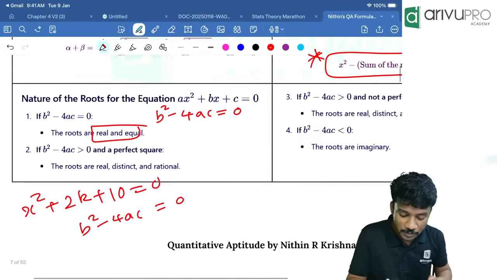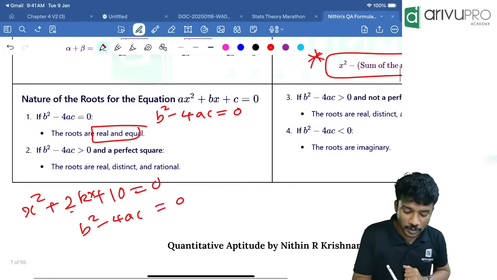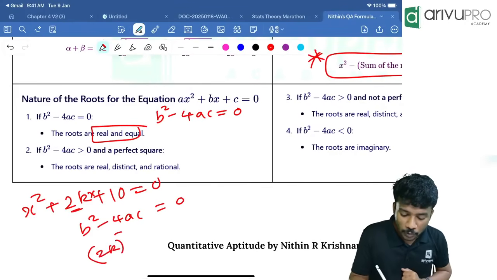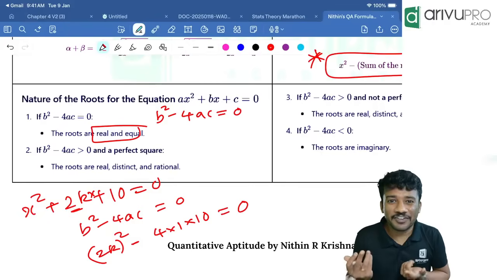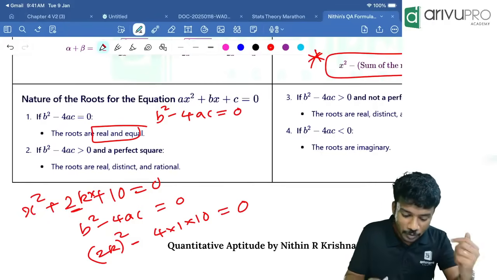b square is how much? Sorry, 2kx. Okay, b square is how much? 2k the whole square minus 4 into a is how much? 1 into 10, which is equal to how much? 0. Using this formula, we will find the value of k. That is important over there.